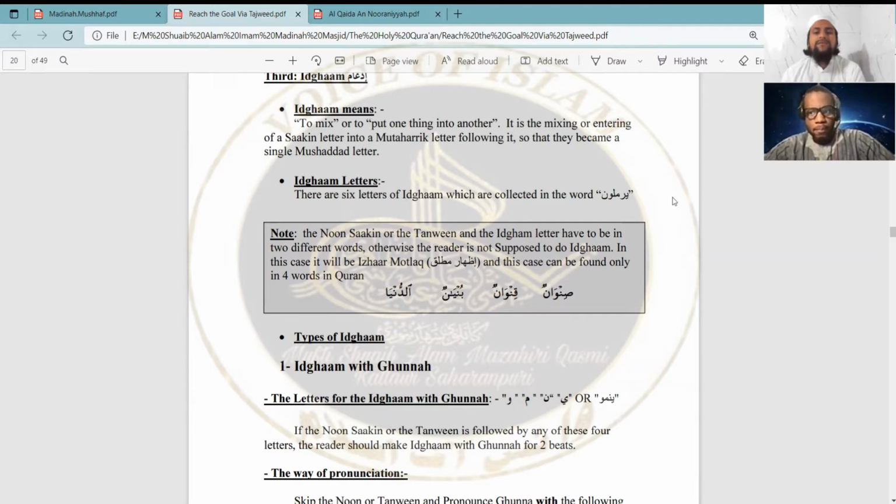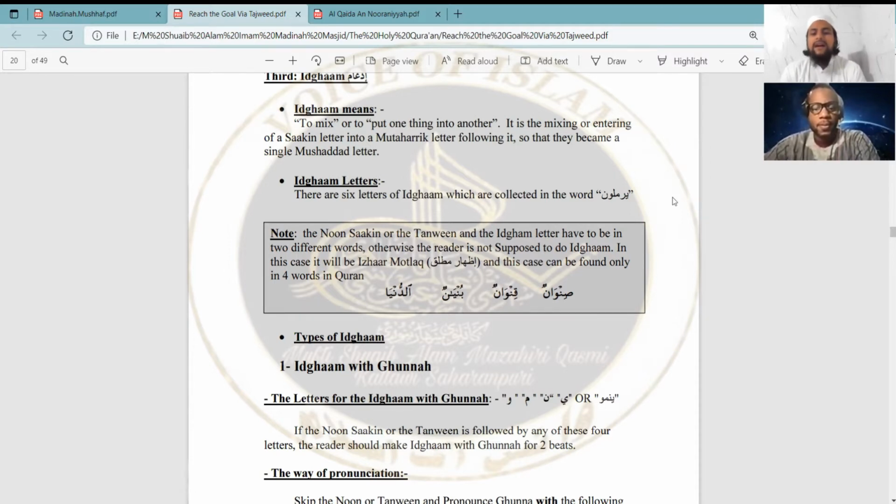Why? Because if nun sakin or tanween is followed by any of the idgham letters, you will have to merge. You will have to enter a sakin letter into a mutaharrik one. I mean, nun sakin will be entered into mim. It will be mim masad.